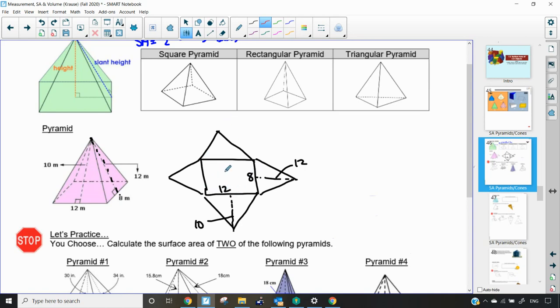So 12 times 8 is 96. I have 8 times 12 divided by 2, or 1/2 base times height, so 1/2 times 8 times 12 is 48. The opposite triangle will be the same size. And then I have 60, and I have 60. When I add all of those together, my total surface area will be 312 meters squared. Because this one rounds off nicely, I just left it as 312. If I had some decimals, typically I would round to the nearest tenth.